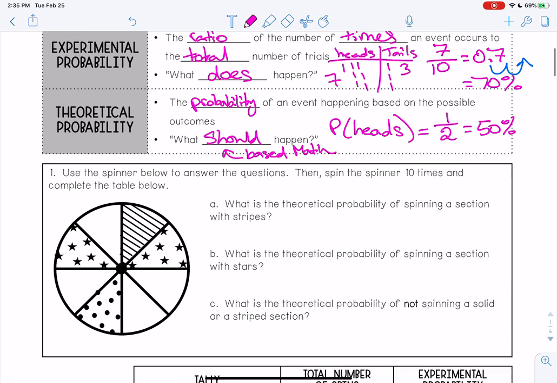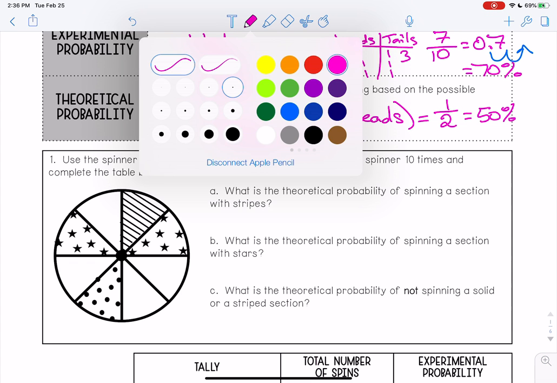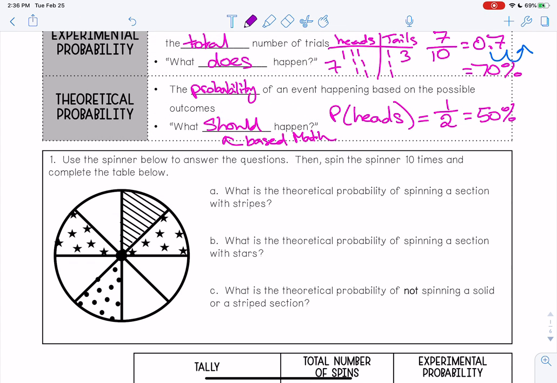Okay, so moving on. Number 1, use the spinner below to answer the questions. Then spin the spinner 10 times and complete the table below. So A, what is the theoretical probability of spinning a section with stripes? So remember, the first thing we need to do is count how many outcomes we have. So 1, 2, 3, 4, 5, 6, 7, 8 possible outcomes.